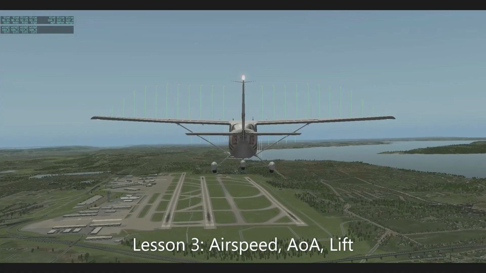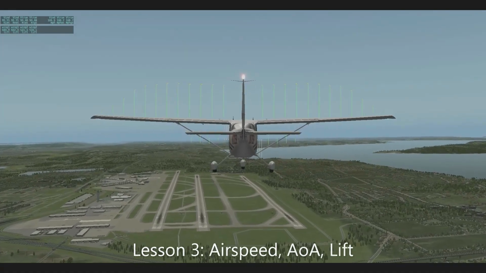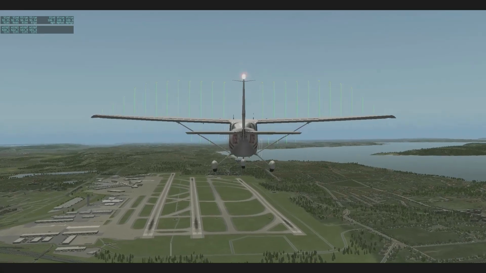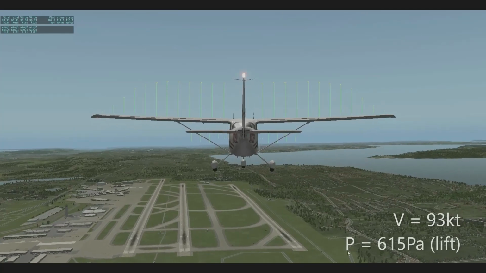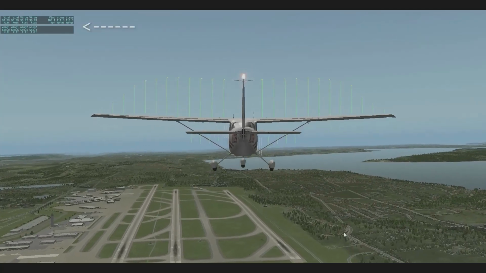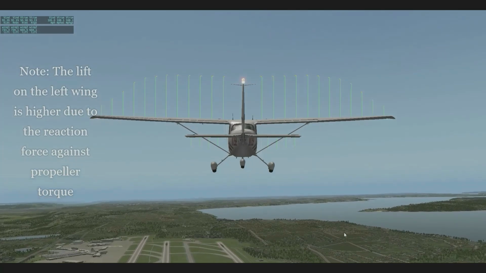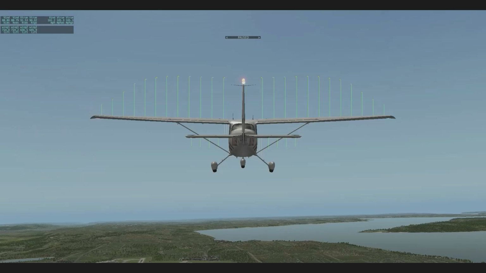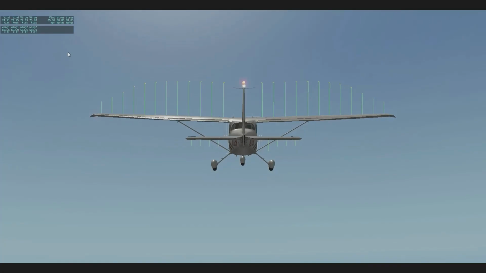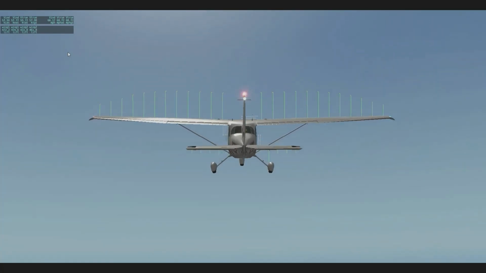In this part, I will take a look at the relationship between airspeed, angle of attack, and lift. Now I'm flying straight and level with airspeed around 93 knots and the lift on the left wing is around 600 pascals. As I start to climb, you can see that the airspeed is slightly decreasing below 90 knots, but the angle of attack has increased, so that caused the lift on the left wing to increase to over 700 pascals. As I keep climbing, the airspeed keeps decreasing and so does the lift.